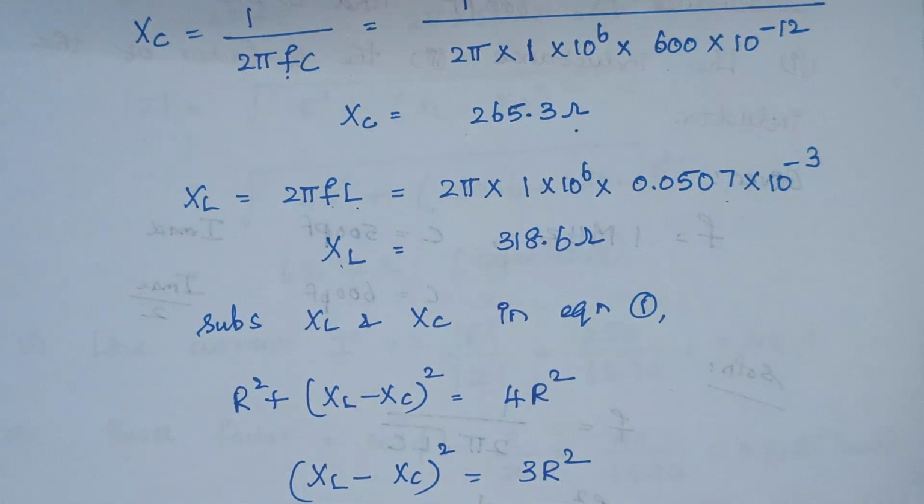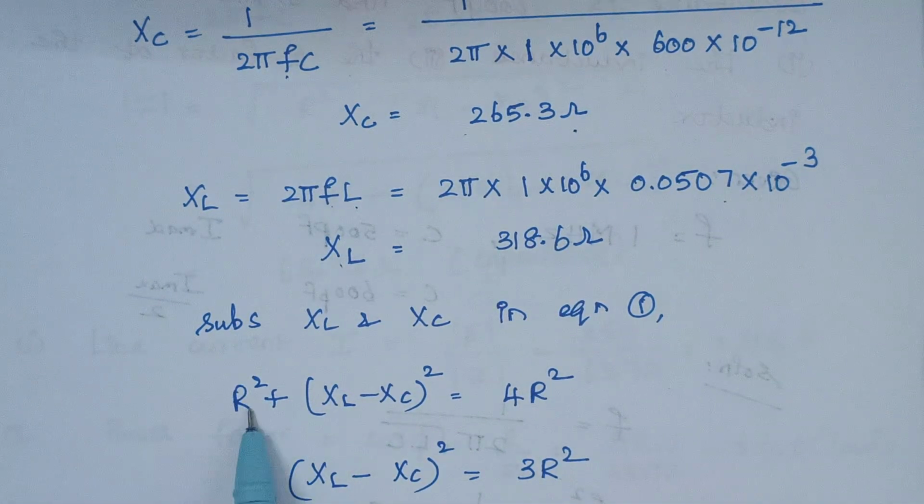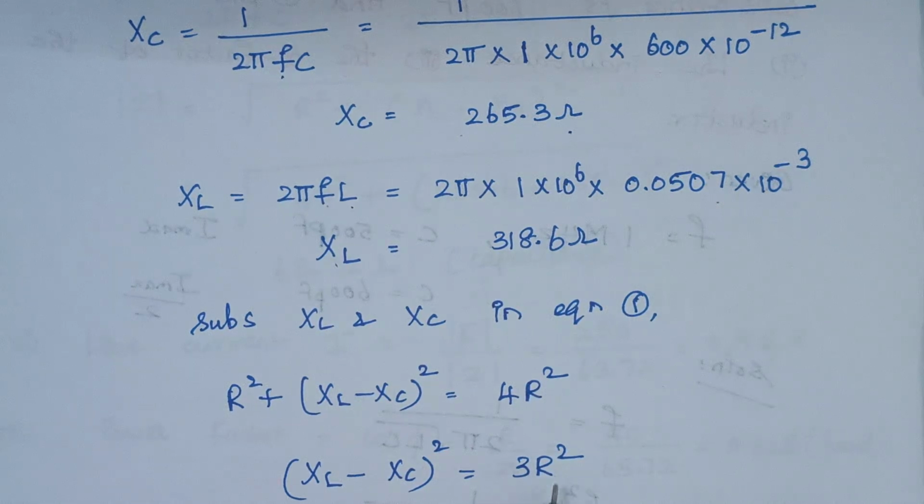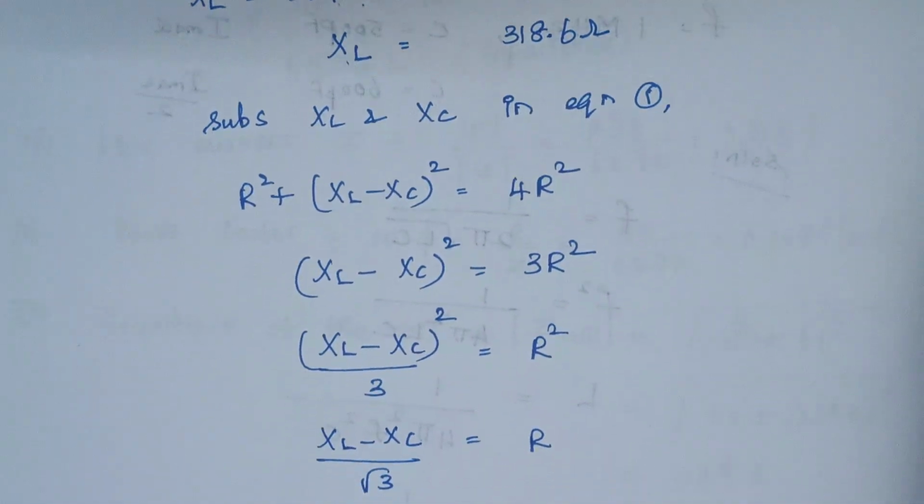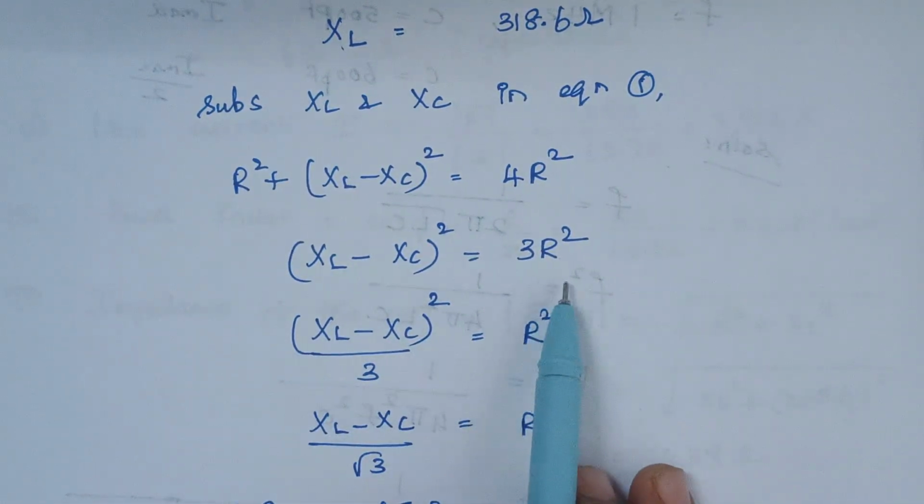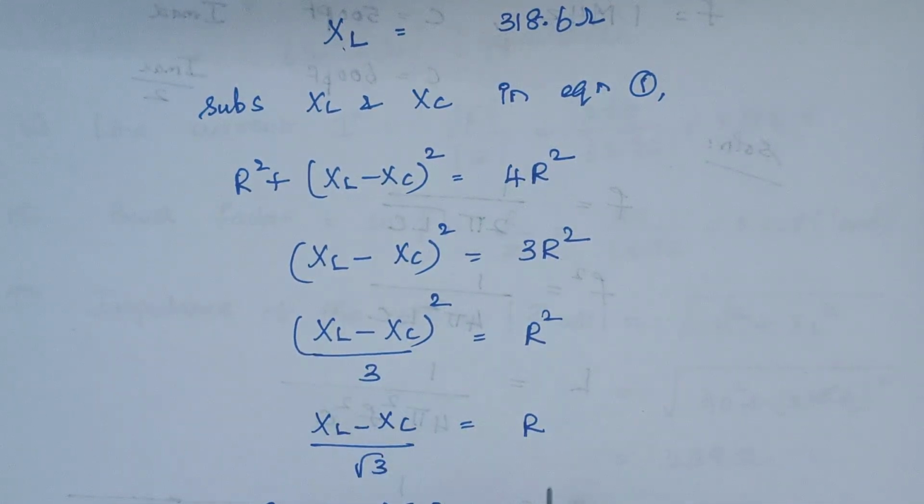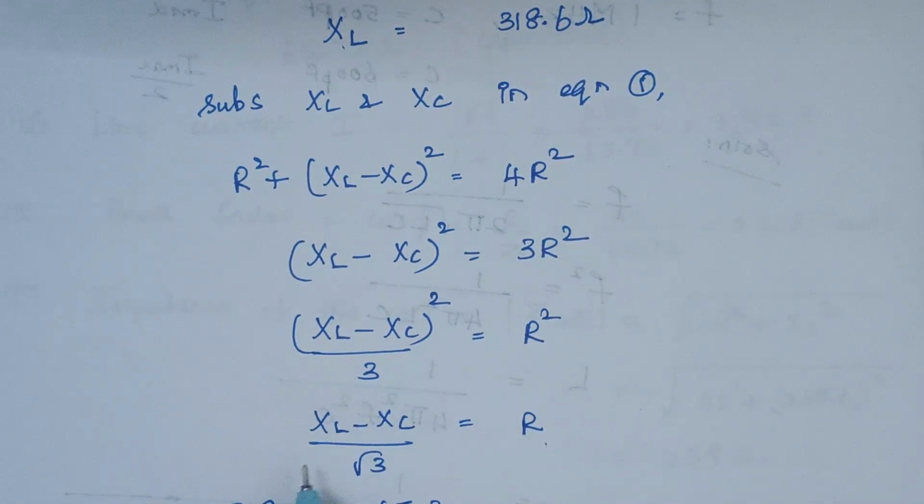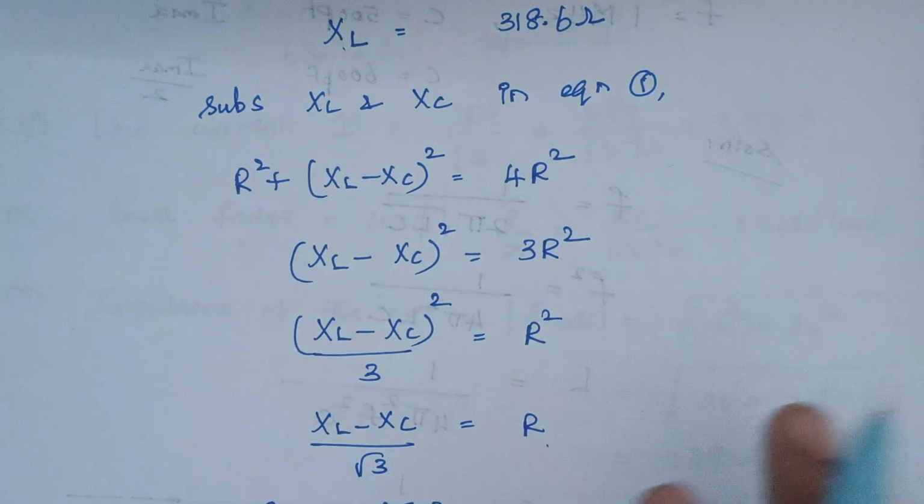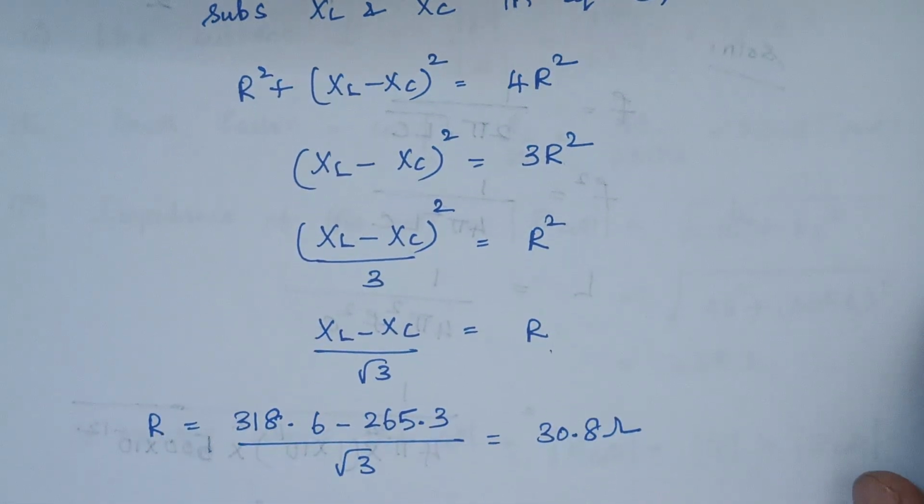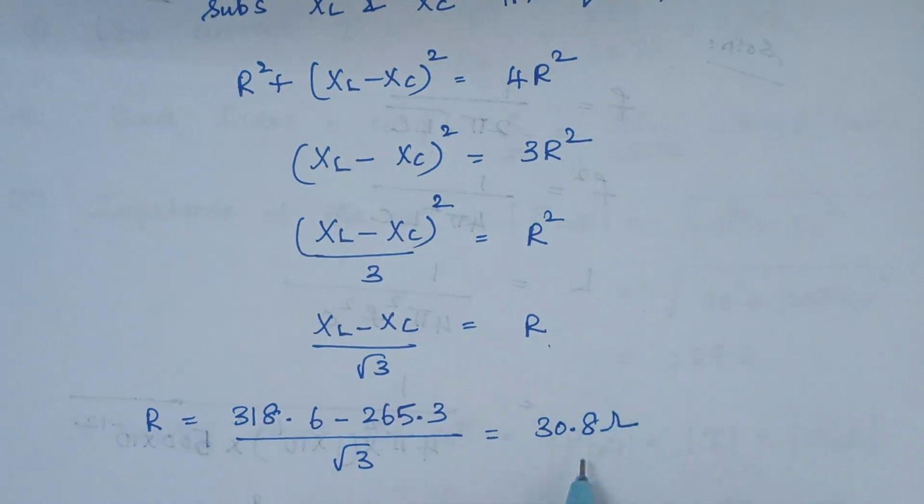The first thing is, we are rearranging this equation, that is, we are simplifying this equation. Then you can substitute the values. Here when you move this R square to the right hand side, that becomes 3R square. So, we are framing an expression for R. When you rearrange, finally the value of R is XL minus XC by root 3. Now just substitute the values of XL and XC. Here, we can easily calculate the value of R.